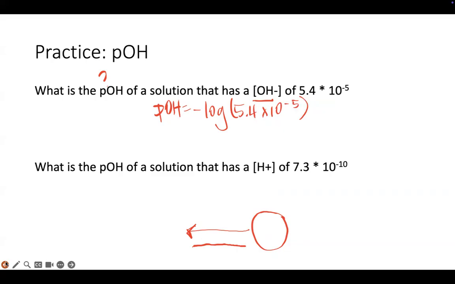All right, let me plug that into my calculator. I'm sure I have it pre-solved somewhere, but I just don't have those notes in front of me.